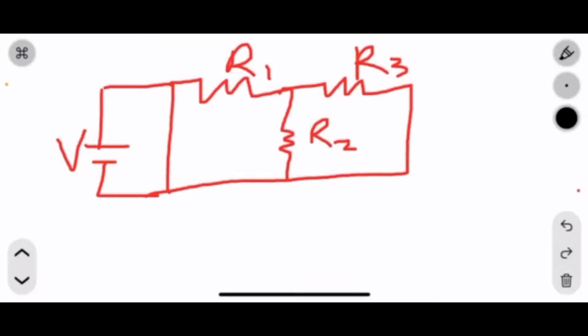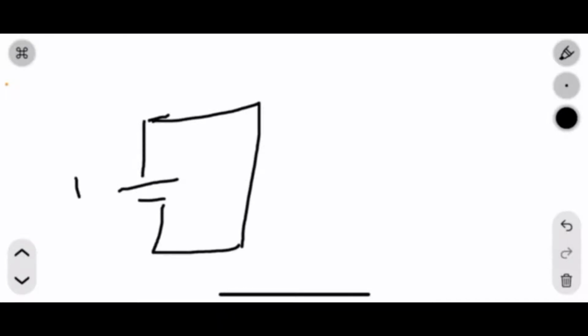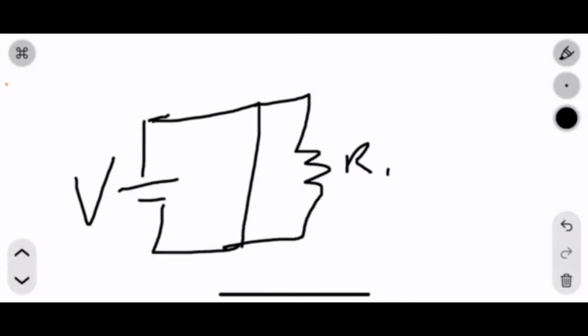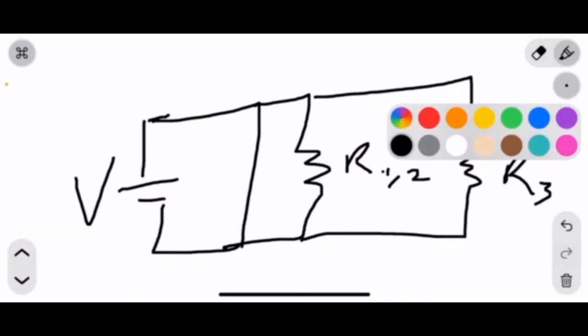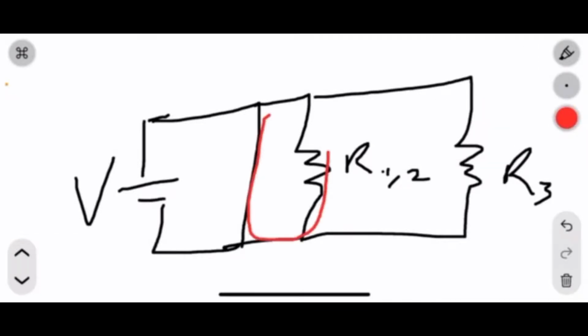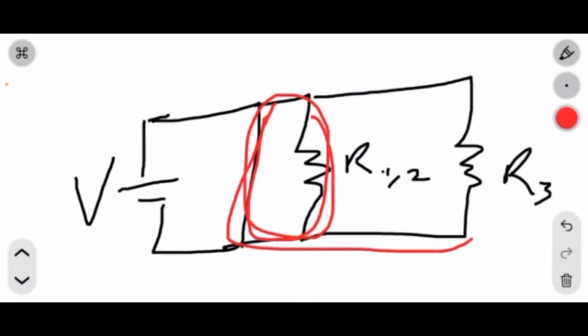So let's draw another circuit. This is my V, and this is my R1,2. And this is my R3. Now we can clearly see that this short circuit here is in parallel with R1,2, which means this resistance value will go to 0. And you can also see that this short here is also in parallel with this R3, which means that one will also go to 0. So in effect, all the resistors in this circuit will go to 0. No current will pass through them.